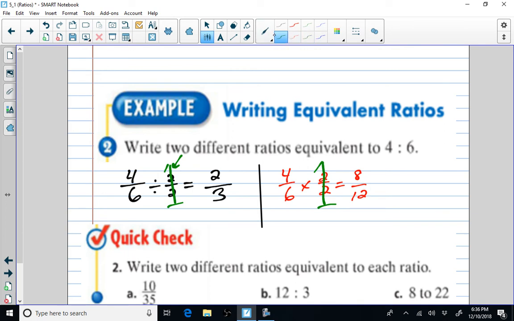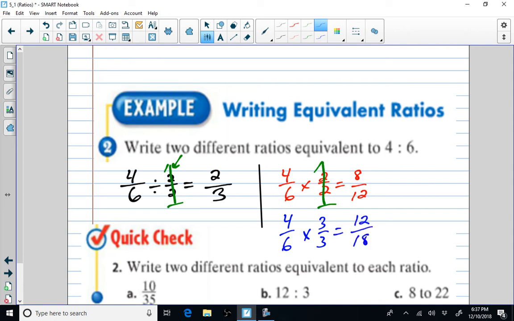Now, when I'm making equivalent fractions using multiplication, I can multiply by any non-zero number. So I could take my 4/6 and I can multiply by 3/3, or I can multiply by 4/4, or 5/5, or 6/6. As long as that non-zero number is the same for both the numerator and the denominator.